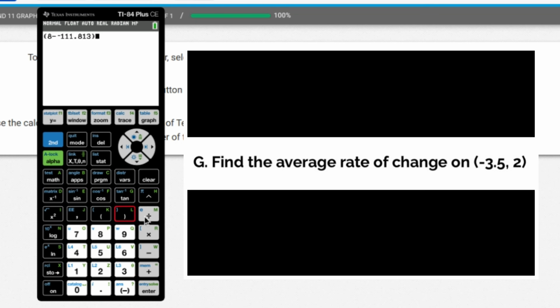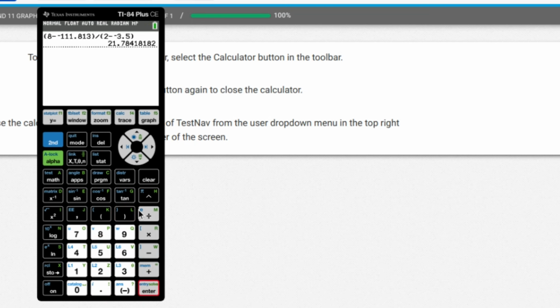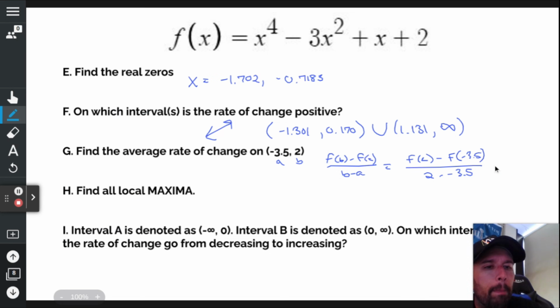Close that. We're going to divide that by 2 minus negative 3.5, and that gets us a rate of change of 21.7841. So 21.784. Fun, fun, fun.